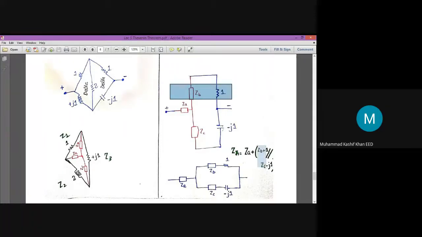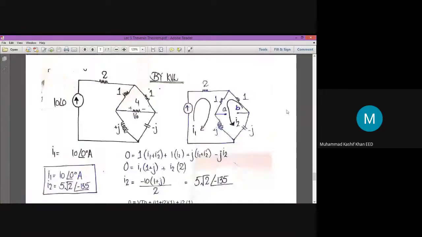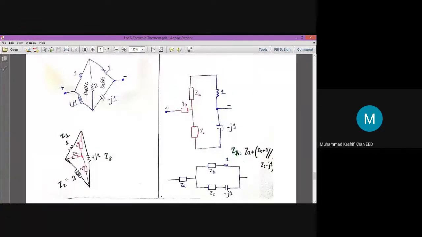I have written the same thing over here. The Thevenin equivalent impedance in this case will be equal to the parallel combination of these two branches in series with ZA. You will take the parallel combination, and that will be in series with ZA. That will give you ZTH, the Thevenin equivalent impedance. Okay, any question?